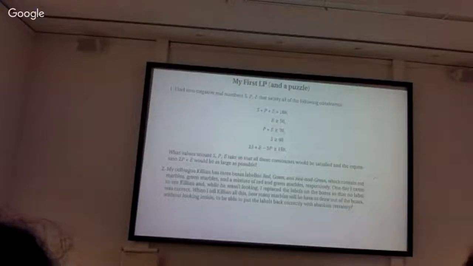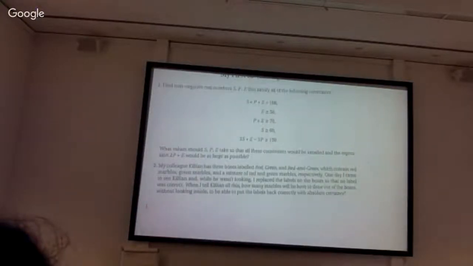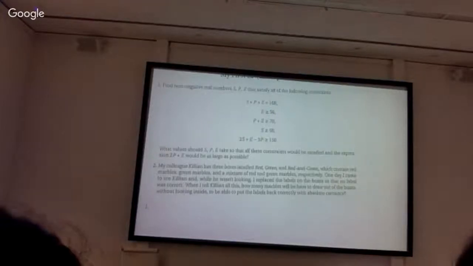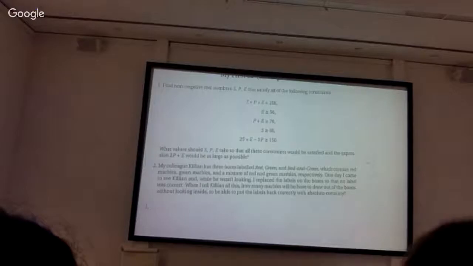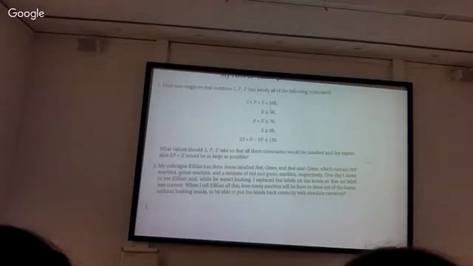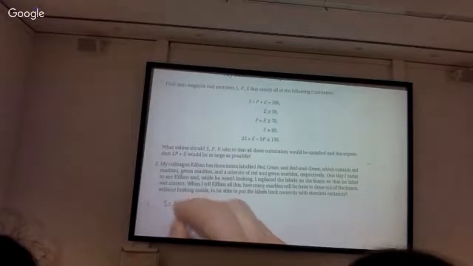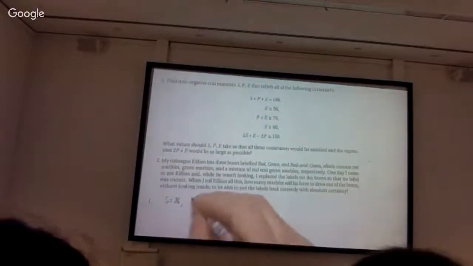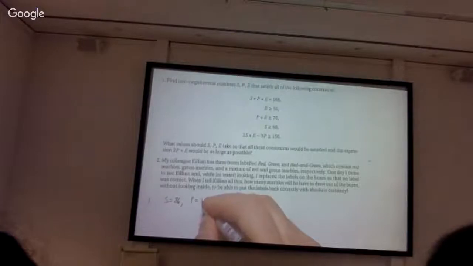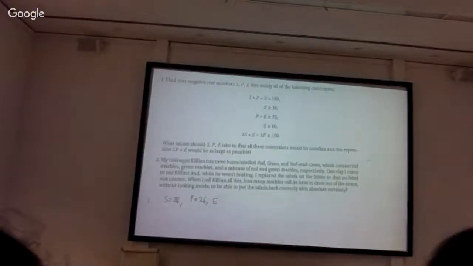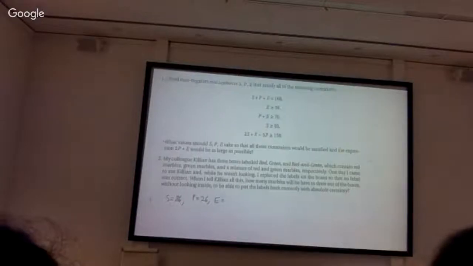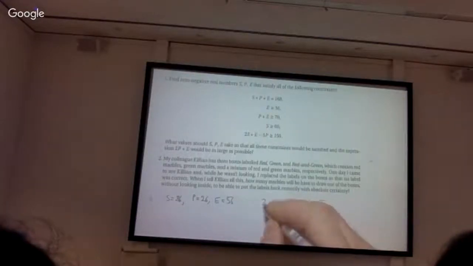Let's start solving, because we've got a couple of problems to solve today. So, question 1. Has anybody got an answer? Adrian. 86 hours for studying, 26 for partying, and 56 for everything else. So what's your objective? 2p plus e.